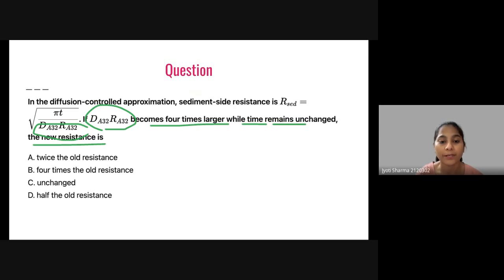If your denominator becomes 4 times larger, then what will happen? What will be your new resistance?